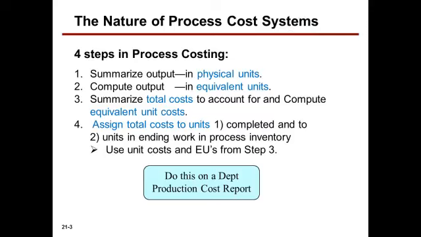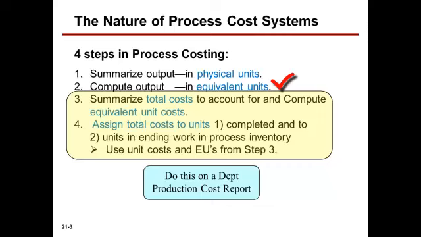To summarize the 4 steps in process costing, we dealt with output in physical units in step 1. We dealt with computing outputs in equivalent units in step 2. And now we're going to deal with summarizing total costs to account for and computing equivalent unit costs in step 3, and assigning total cost to units completed and units in ending inventory. Step 4 uses the unit costs and the equivalent units, both produced from step 3.